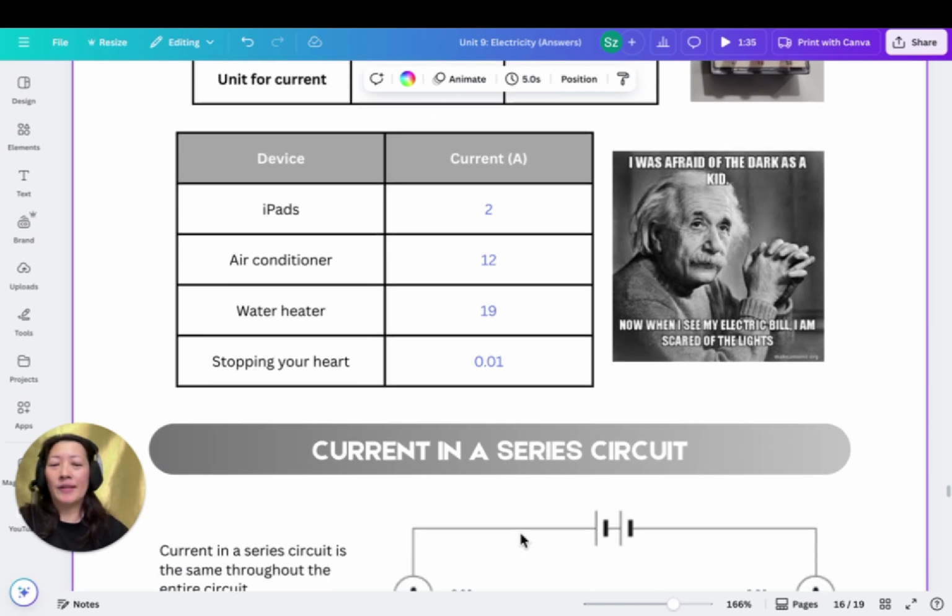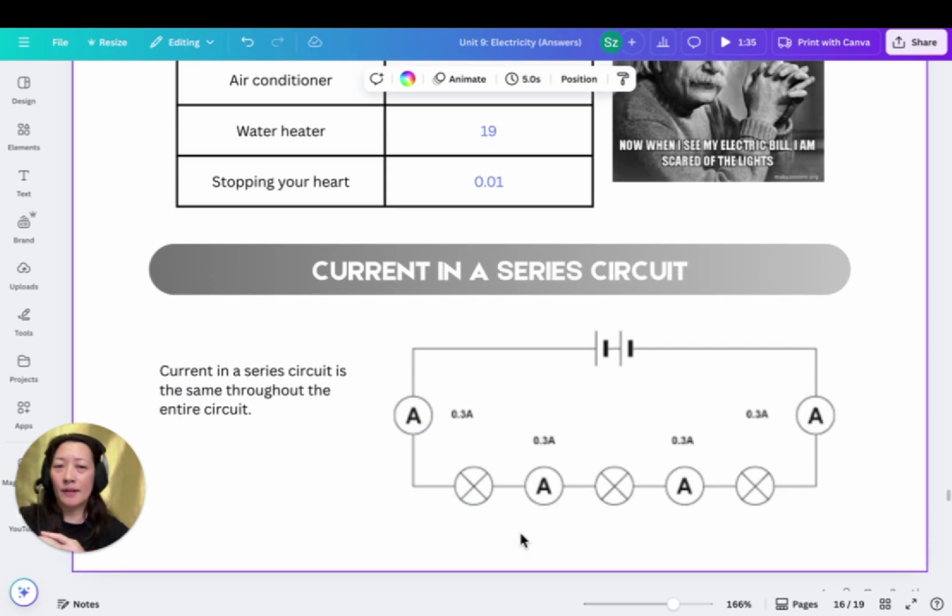Current in a series circuit. Now when it comes to circuits, there are many ways to arrange the components in a circuit. The important thing though is that if you want to make sure that current can actually flow through the circuit, it has to be closed. In terms of arrangements, you might hear of series and parallel circuits.